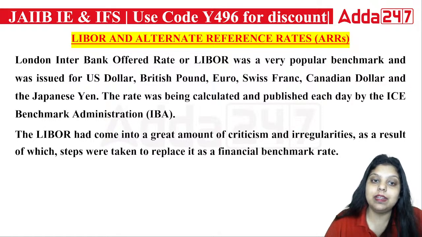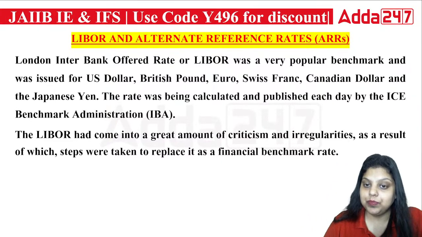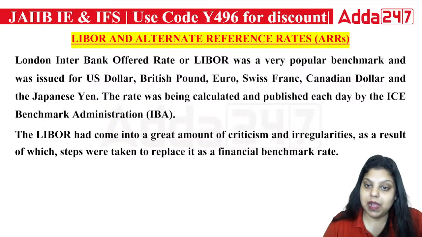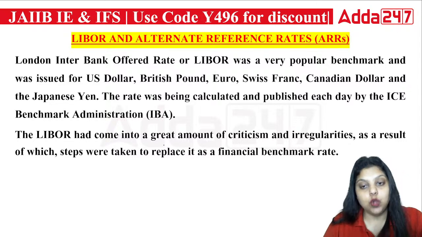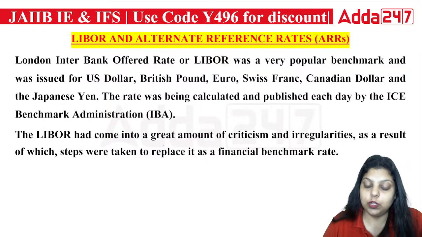But somehow it came under a great amount of criticism and irregularities. So what type of criticism was there? That transparency was not there in deciding the rate of interest. A lot of global banks involved in the ICE Benchmark Administration were deciding the rate of interest on the basis of their own benefits. So such criticism was seen, and this was removed by replacing it with an alternate reference rate, because there was a lot of criticism and objection during the Libor.